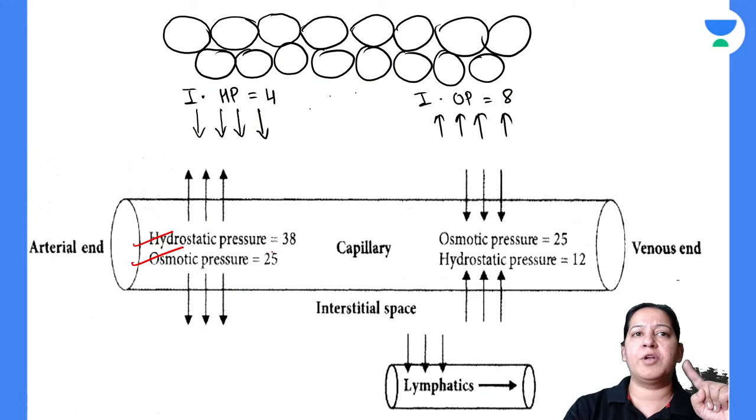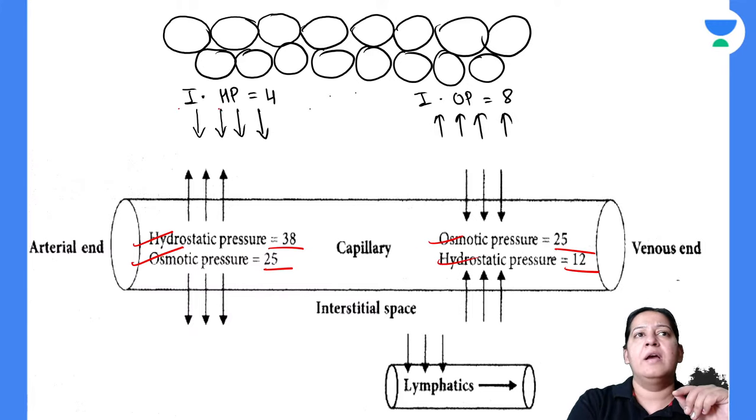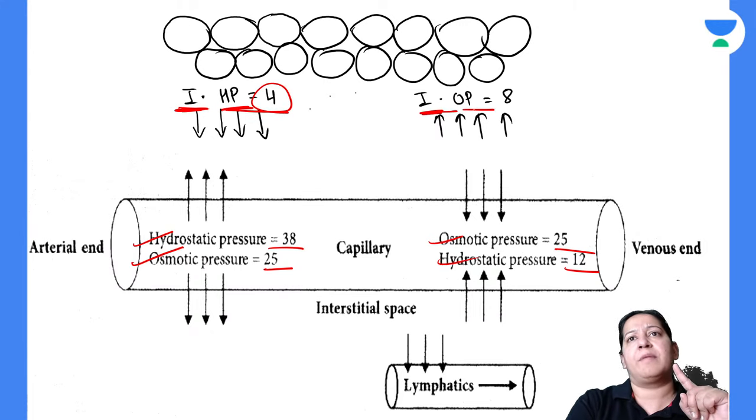So hydrostatic and osmotic pressure here in the capillary, at the arterial end, at the venous end. And hydrostatic, this is interstitial fluid hydrostatic pressure, the value is 4. Interstitial fluid osmotic pressure, the value is 8.